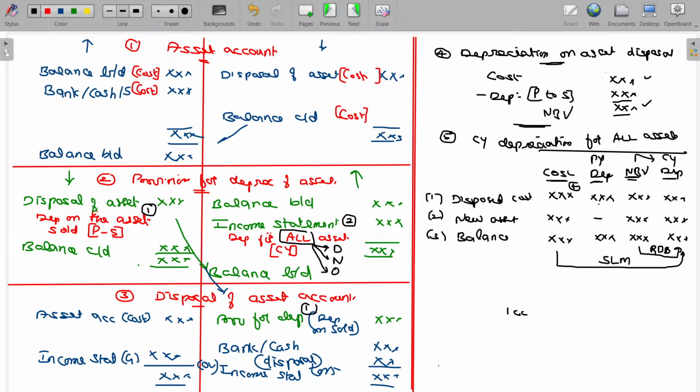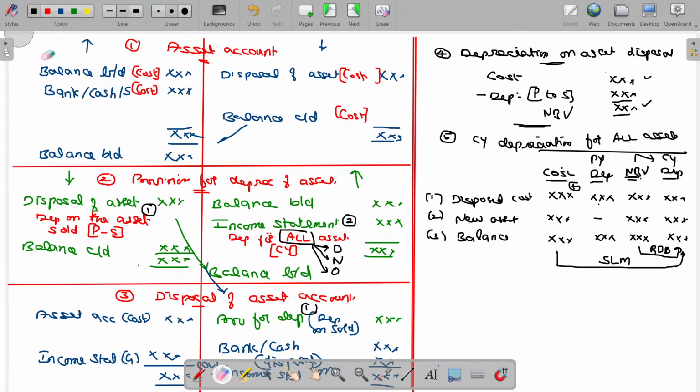Cost 1000, depreciation 400 already depreciated, today 600. If the rate of depreciation is 10% and it is the reducing balance method, your depreciation is on this 600 at 10%, and closing NBV is to be shown, right? So this working note will help you to solve the illustration in a much easier way. Is that clear?